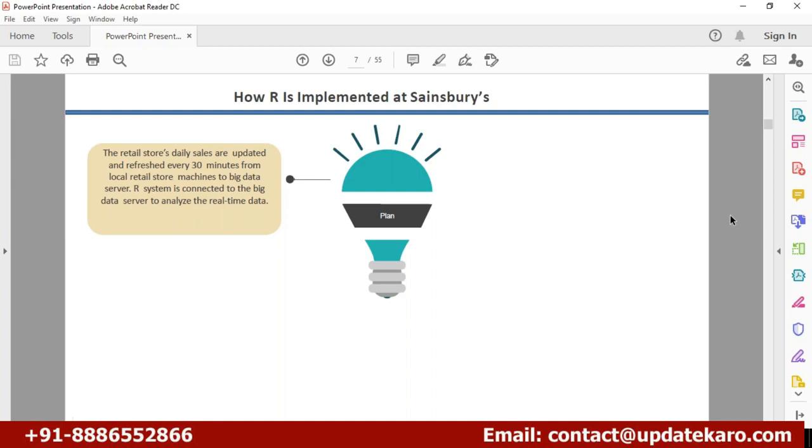The retail stores' daily sales are updated and refreshed every 30 minutes from local retail store machines to the big data server. Our system is connected to the big data server to analyze the real-time data. Now you got it? Hope this answers your question.